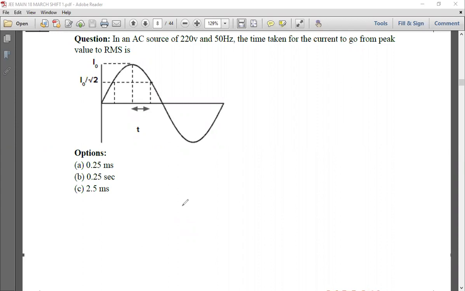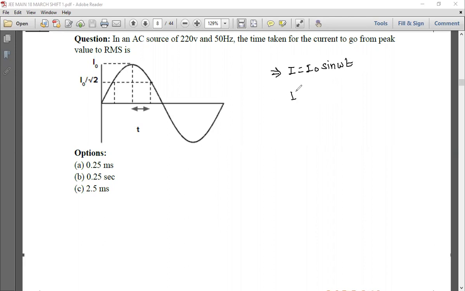So see this question. This is the next question. In an AC source of 220 volt and 50 hertz, the time taken for the current to go from peak value to RMS value is. Okay, so what do we have to do? We know a formula. What is the formula? This is like a sine wave, I is equal to I0 sine omega t.